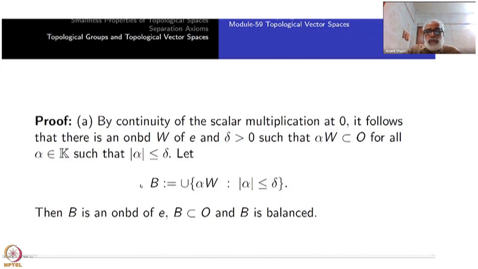balanced. Why? Because if we multiply by beta, with mod beta less than or equal to alpha, beta times B will be contained inside the union of alpha times beta times B. But if we multiply alpha by beta, where mod beta is less than or equal to 1, mod alpha beta will be less than or equal to delta. So those things will be contained inside this one again. That is the first part. So B is balanced and it is an open subset contained inside O and containing zero.